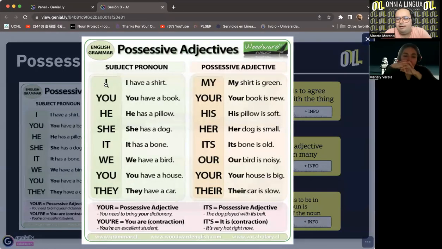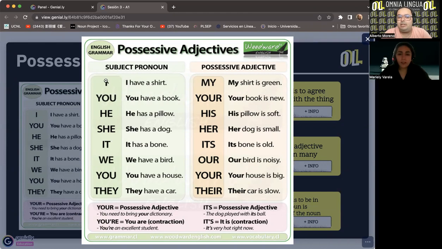And if you remember, we have the subject pronouns: I, you, he, she, it, we, you, they. For example, I have a shirt, you have a book, he has a pillow, she has a dog, it has a bone, we have a bird, you have a house, they have a car. And then we have the possessive adjectives. The possessive adjectives agree with the person who speaks, not the thing that is possessed. That's different. In Spanish, they agree with the thing that is possessed, but in English, they agree with the person who speaks.